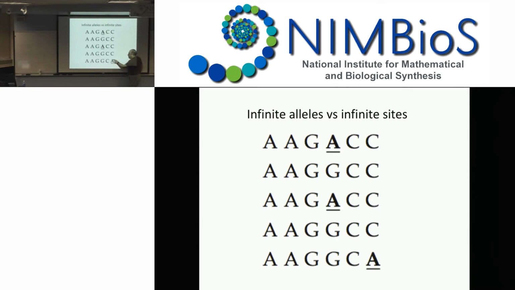so if any of these can mutate, the odds of back mutating and getting this allele are extremely small, because it means that none of these mutate, and this only has a 1 in 3 chance of mutating back to here. So even in a small sequence, the infinite alleles assumption model is quite reasonable.